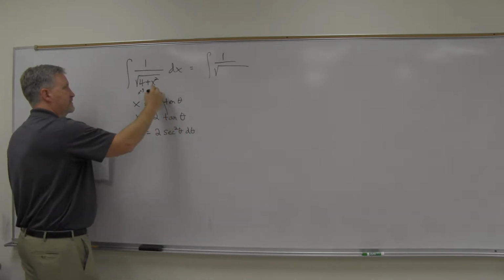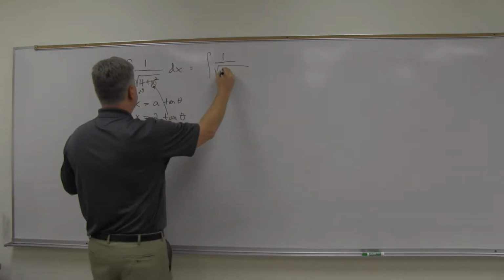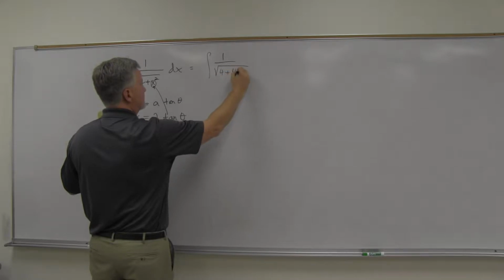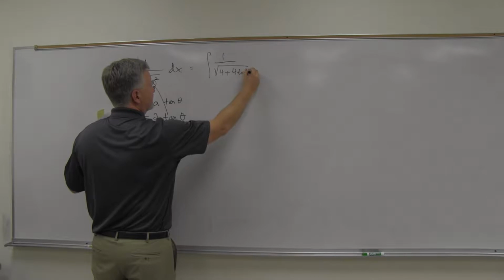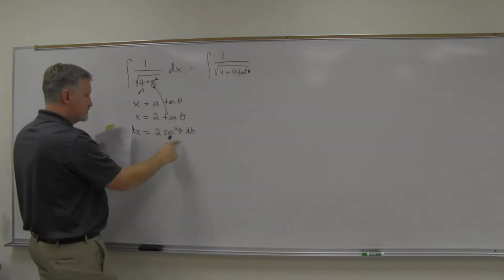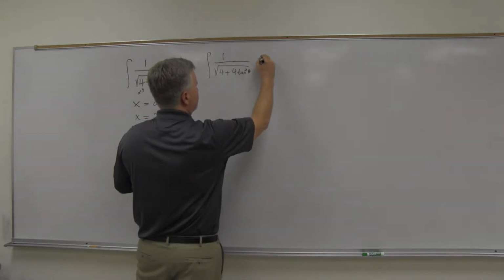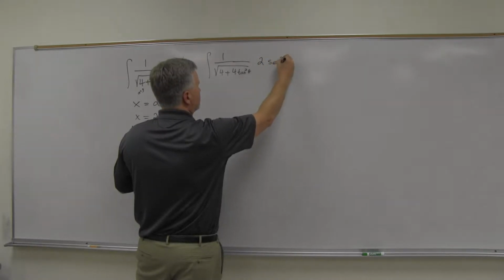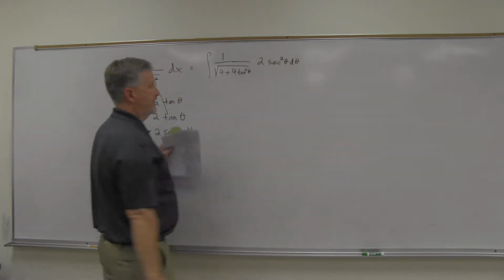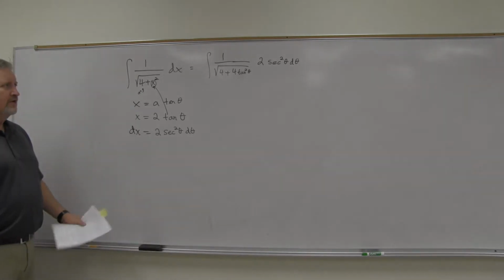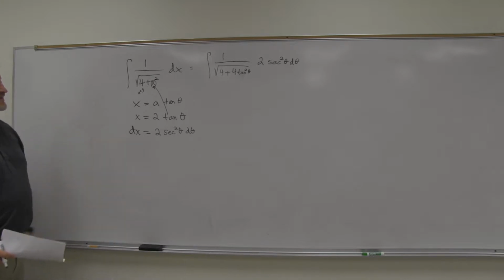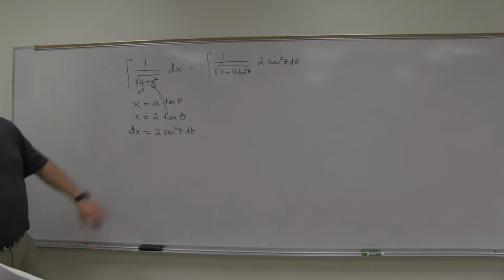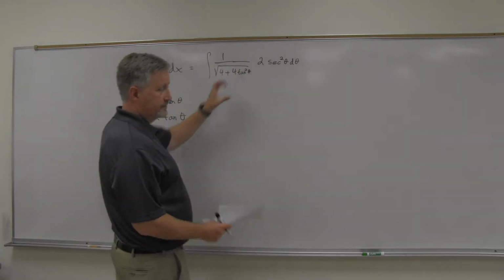So make those substitutions. x is 2 tan theta, so that'd be 4 plus 4 tangent squared. And then the dx is 2 secant squared theta d theta. Well, that part isn't too bad if you get the right choice there. Okay? Now, of course, what happens is this will simplify.